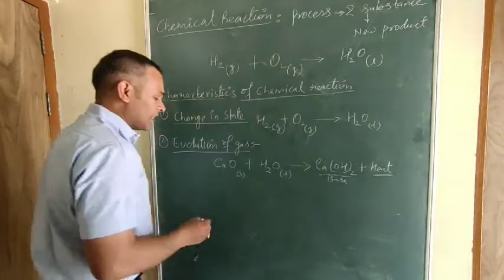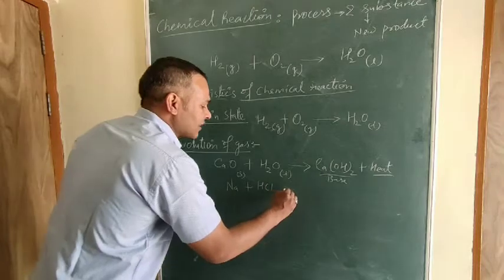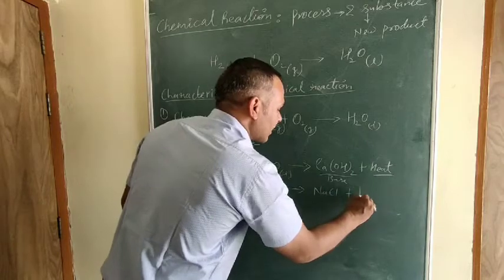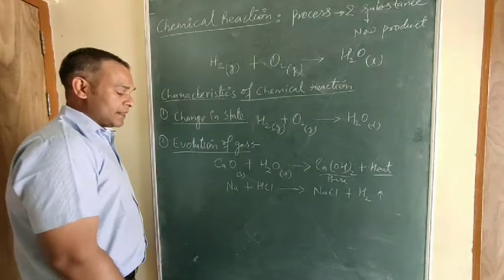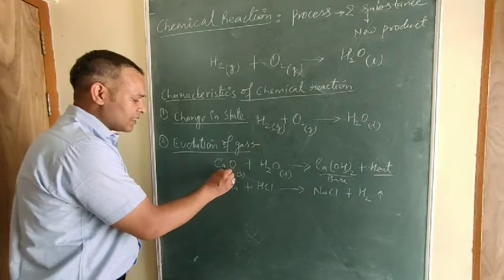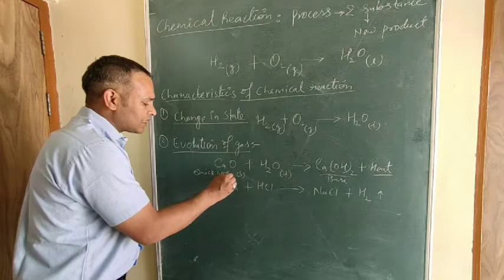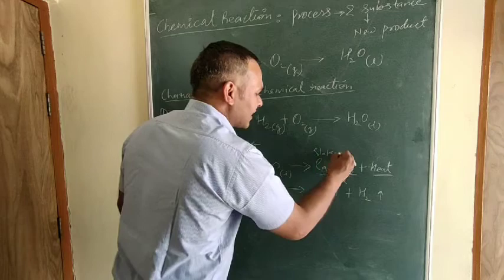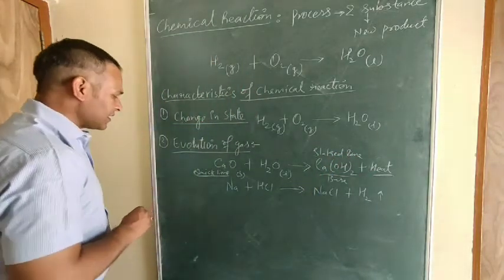Another example, when metal reacts with acid, it gives salt plus hydrogen gas. The gas is evolved, right? So evolution of gas is taking place in both cases. Calcium oxide is also known as quicklime, and calcium hydroxide is also known as slaked lime. Is it clear?